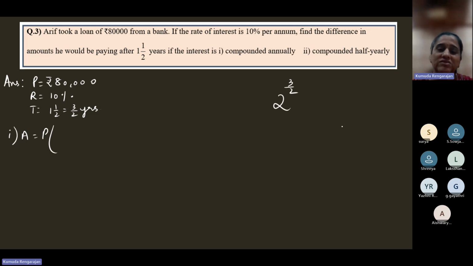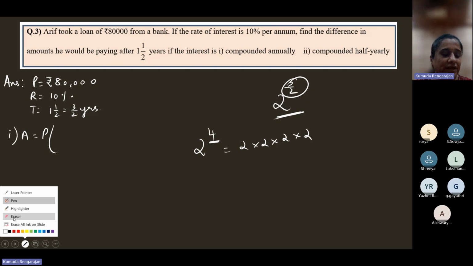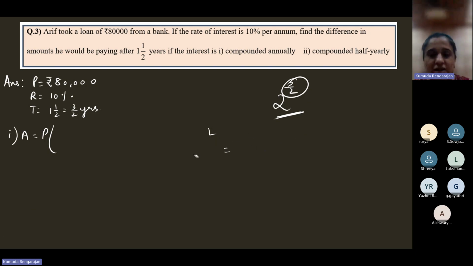What is the power? Power says how many times the base has to be multiplied with itself. When we say 2 to the power 4, it means 2 into 2 into 2 into 2. The power 4 says the base 2 has to be multiplied with itself 4 times. So if the number of times is a fraction, it's difficult to compute the value. So when the number of years is a fraction, we have a different formula.